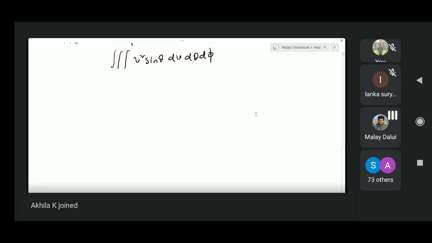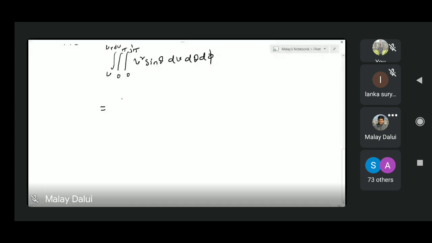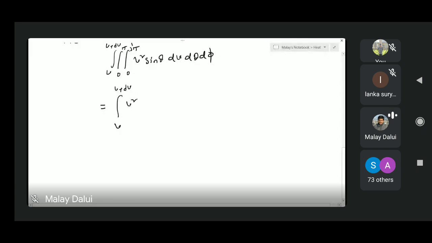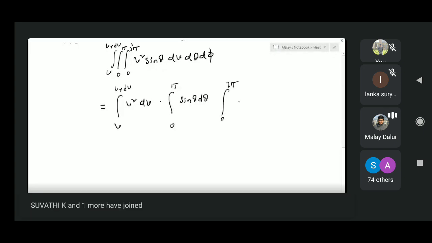Now we have to put the limit. Like here, v goes from v to v plus dv. Theta goes from 0 to pi, that's the polar angle, and phi goes from 0 to 2 pi. So they are independent variables, so I can separate them like this: v square dv, then 0 to pi sine theta d theta, 0 to 2 pi d phi.